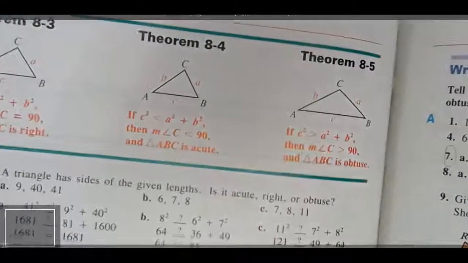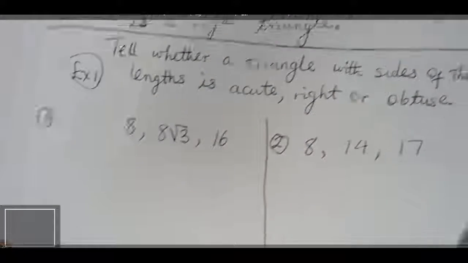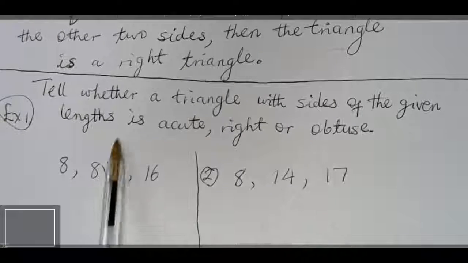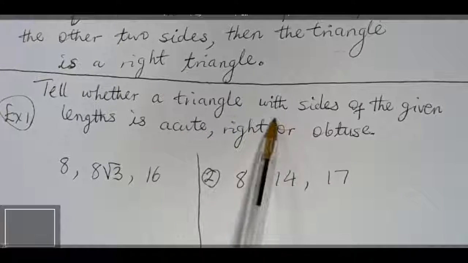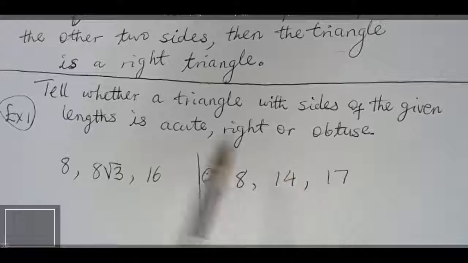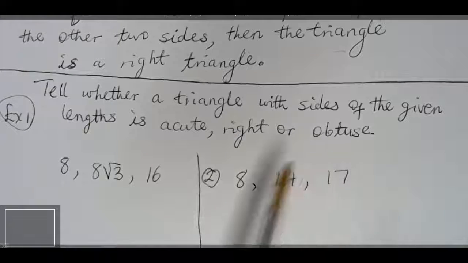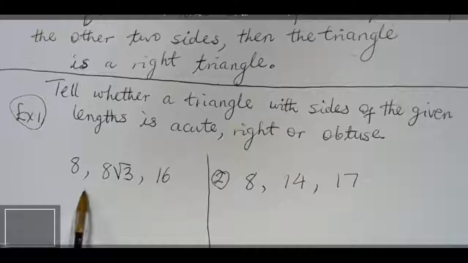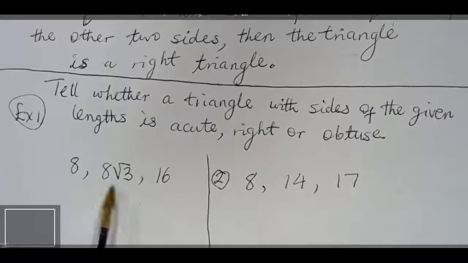So we're going to test, even here in the problem, to tell whether a triangle with the given sides is acute, right, or obtuse. We need to first of all find which one is the longest. This one has square roots, so you can't really tell what it is unless you simplify it.